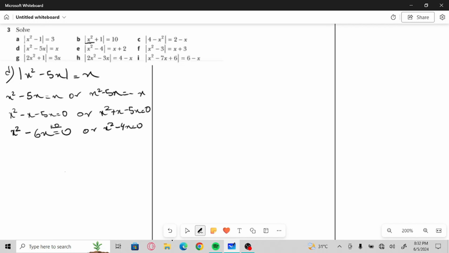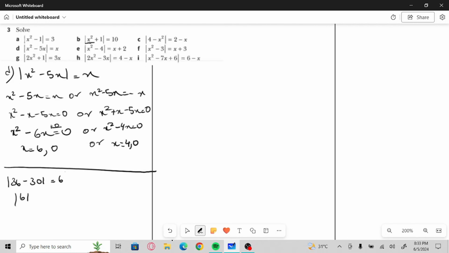So that will give us, in this case, x equals 6 and 0, or x equals 4 and 0. Okay, and if you just solve this, again, input the values into the question. The question is x squared: 6 squared is 36 minus 5 multiplied by 6 is 30, which equals 6. So as you can see, 6 in a modulus is equal to 6, which is correct. The first value is correct. And again, if you just input 0, 0 squared is 0 minus 0 is equal to 0. Yeah, it's 0 everywhere. So 0 is correct.